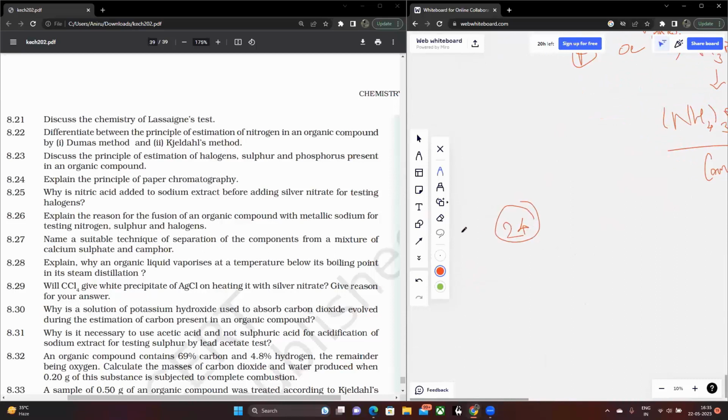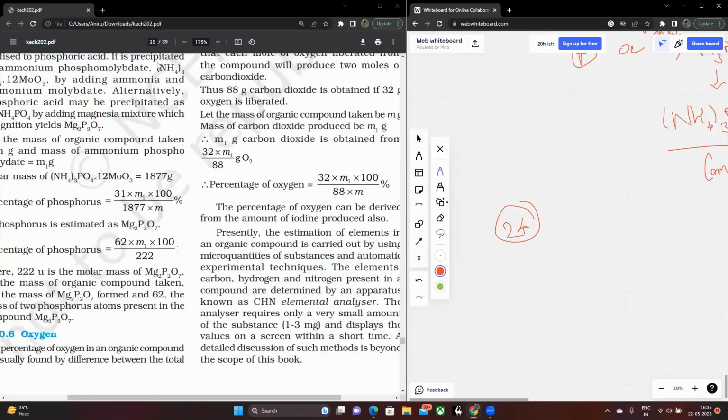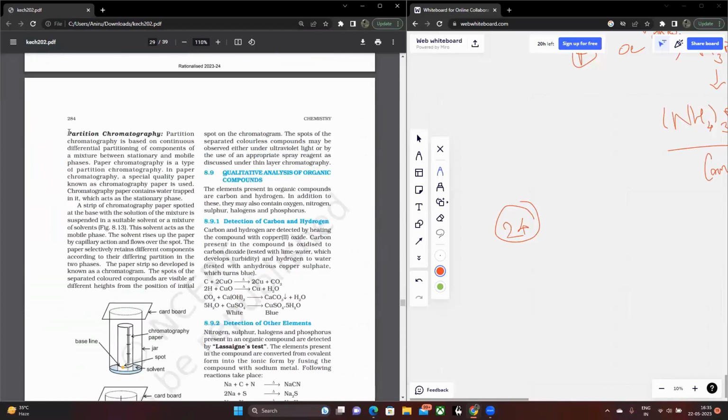Question number 24. Principle of paper chromatography. Elmore, page 284. So basically, paper chromatography is an example of partition chromatography. What happens here? I'll just select till here, because they have the necessary principles. Firstly, the exact answer is that paper chromatography is based on continuous differential partitioning of components of a mixture between the stationary and the mobile phases.